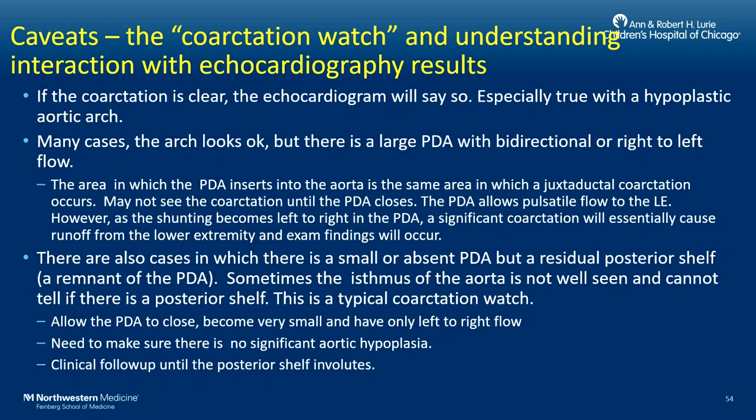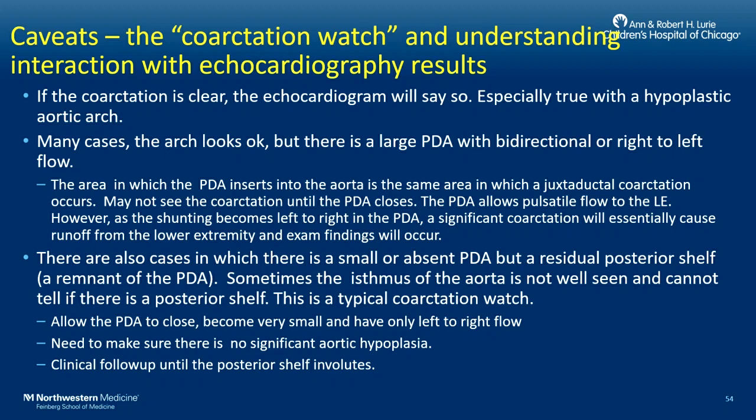If the coarctation's there, we'll let you know. But sometimes the arch looks okay because of a large PDA, and you just don't know until the PDA closes. And remember, it can mask things. I always put residual remnant. I keep on saying posterior shelf. This is a mistake. It's actually ductal shelf. I'll have to correct it in the next version. And the isthmus of the aorta is not well seen, and you cannot tell if there's a posterior shelf.